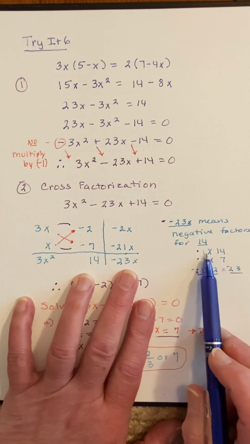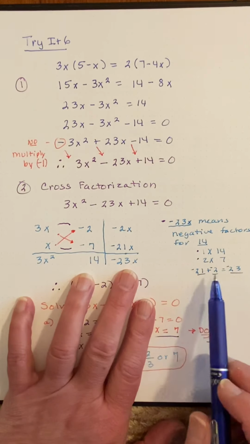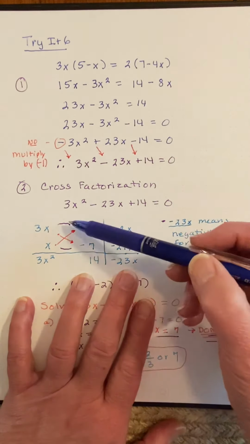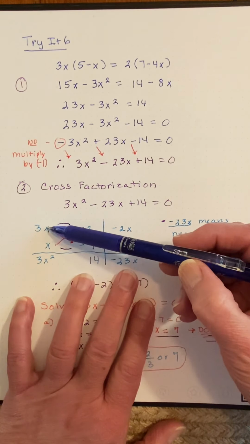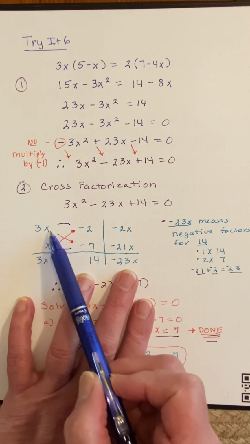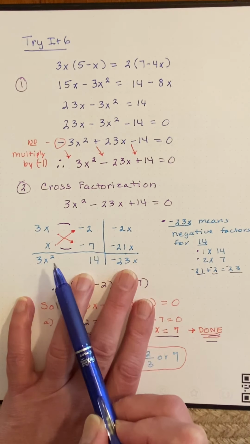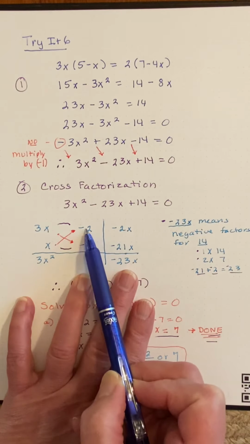Negative 14 plus a negative 1 only gets me to negative 15. So I have to do this somehow. I need a negative 21 and a negative 2. So going back here, I start with my 3x squared. I get that by 3x times x. The way I can get to a negative 21 is by putting my negative 7 in this position. I got my negative 21x. That means the negative 2 goes up here.